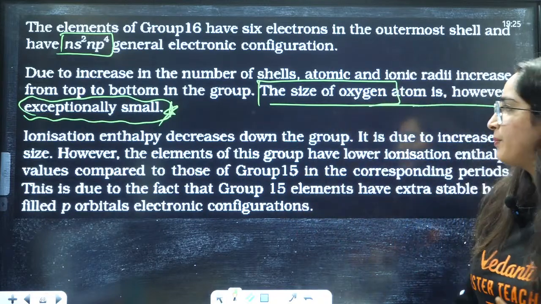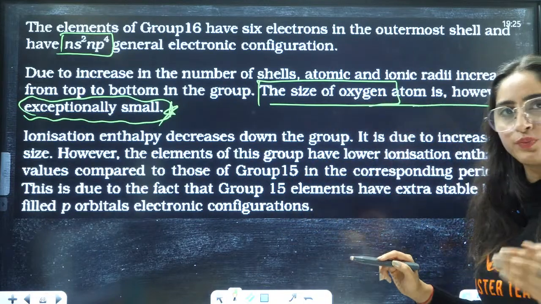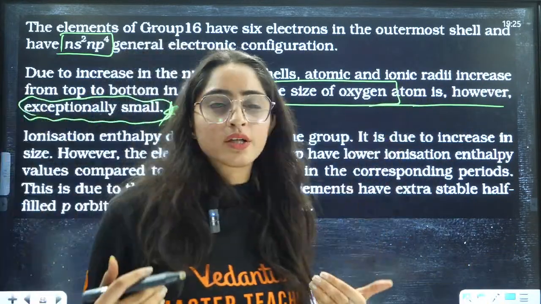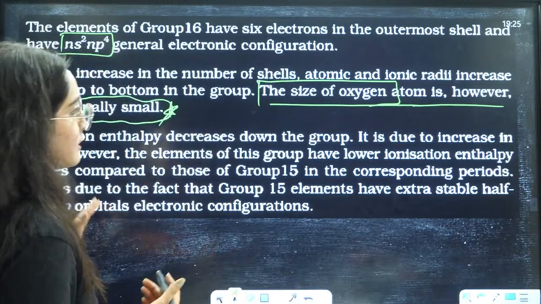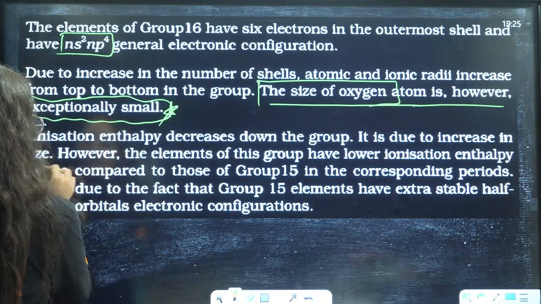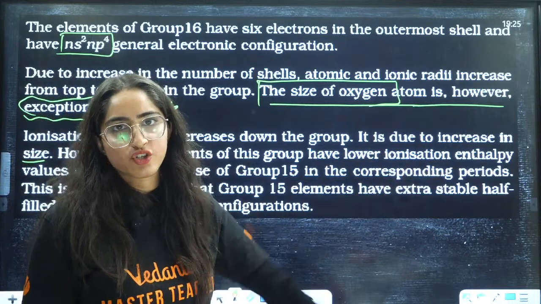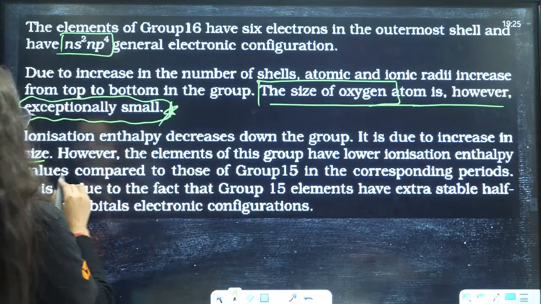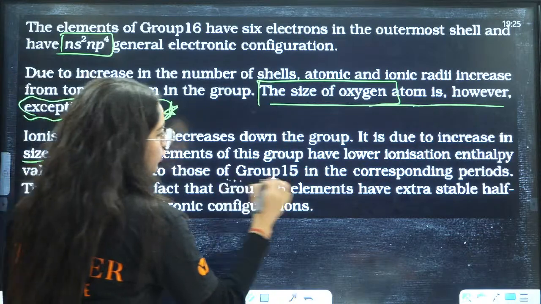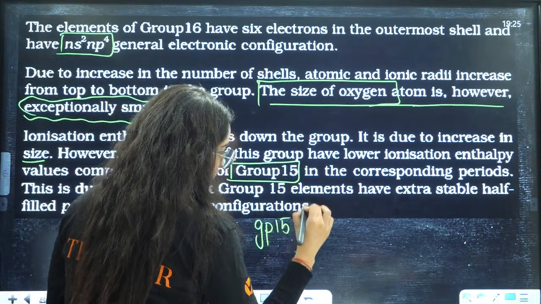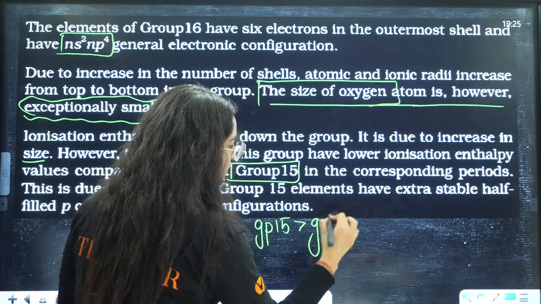Ionization enthalpy decreases down the group, definitely, as size is increasing. That is why ionization energy is opposite to size. It will decrease due to the increase in size. However, the elements of this group have lower ionization energy as compared to group number 15. Can you tell me the reason?